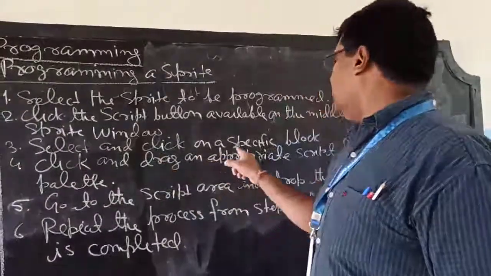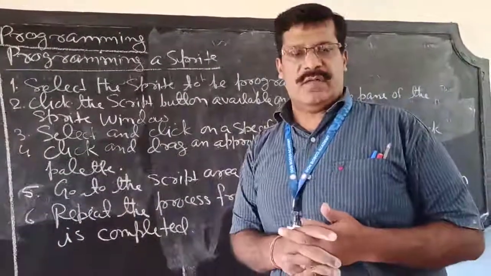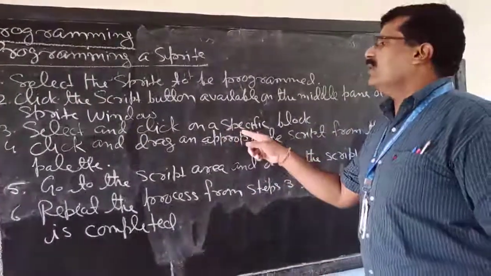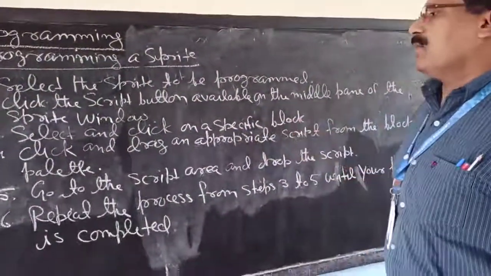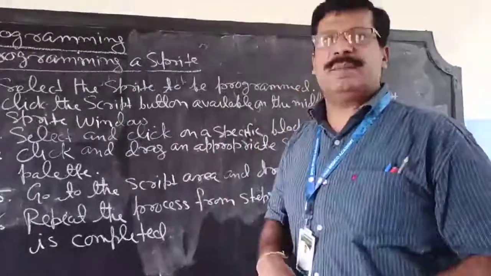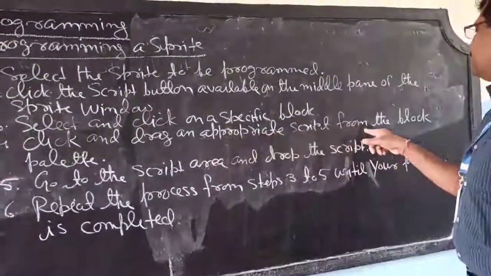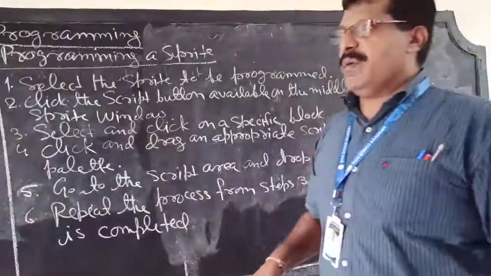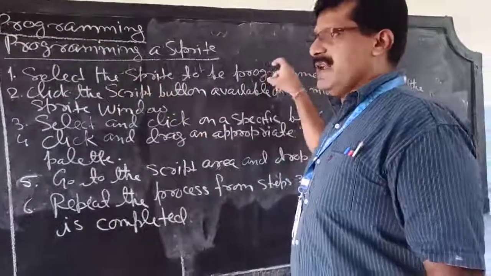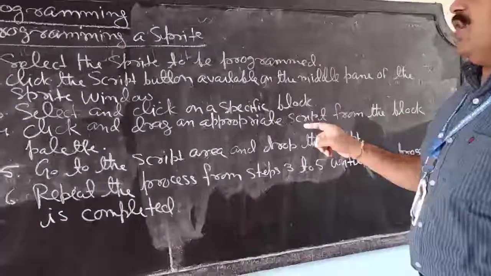Select and click on the specific block. Whichever blocks, in our last class I have taught you different types of blocks, motion blocks, events blocks. So select and click on a specific block. Options will come. When you click on any block, the options of that block will be displayed. Click and drag the appropriate script from the block palette. From the block palette, click the left hand button, drag it and drop. Prepare a script from the block palette.